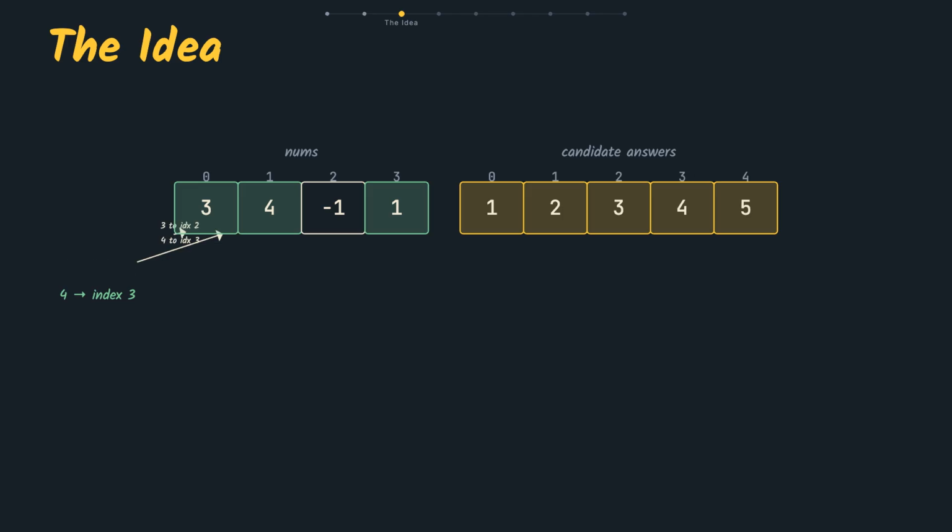And here is the move. We place each positive number into its home slot, if that home exists in the array. Same idea, said another way. We are turning the array into its own checklist, where slot 0 answers whether 1 exists.